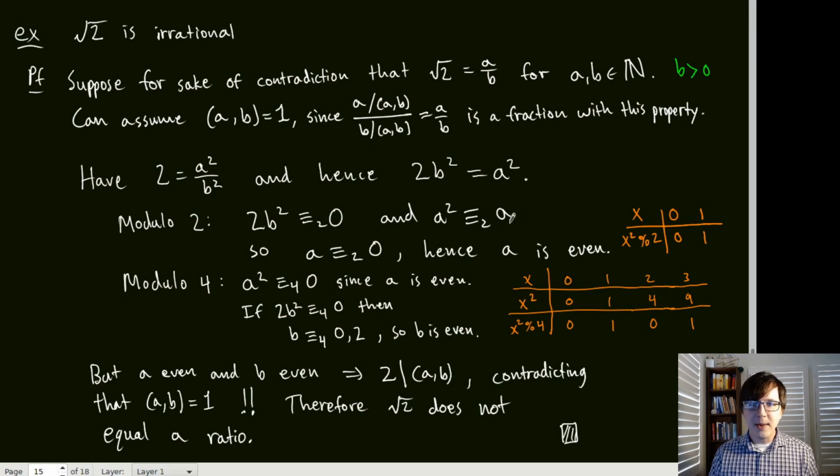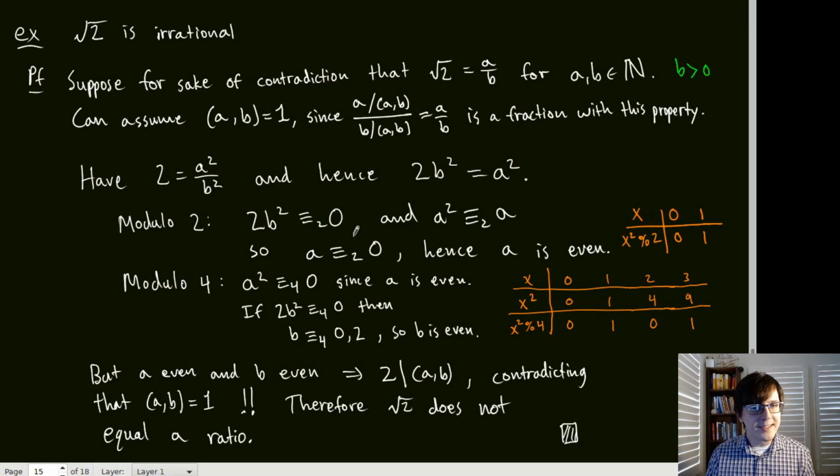And so then by joining up all these, by using symmetry and transitivity, we see that a is congruent mod 2 to a squared, which is equal to 2b squared, which is congruent to 0. So a is congruent to 0 mod 2. That is what we see through this. And so a is an even number.